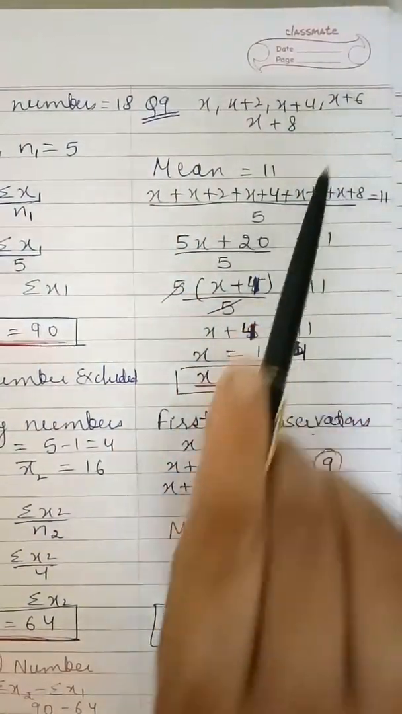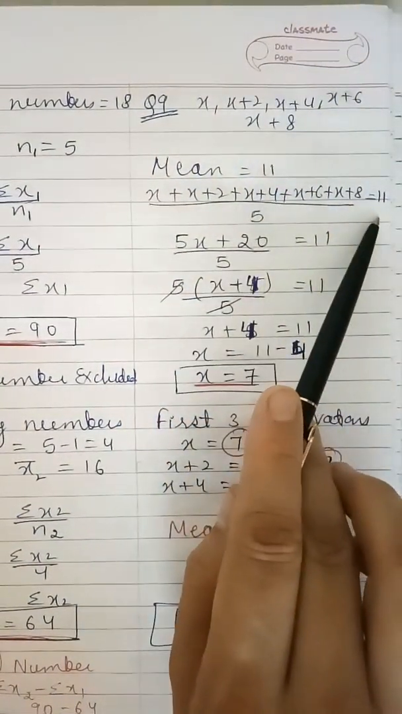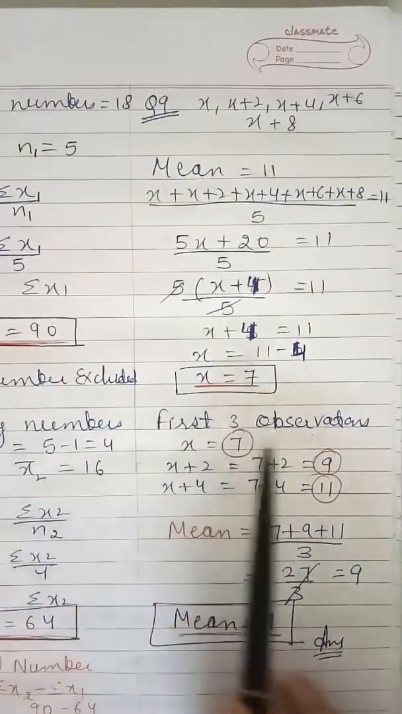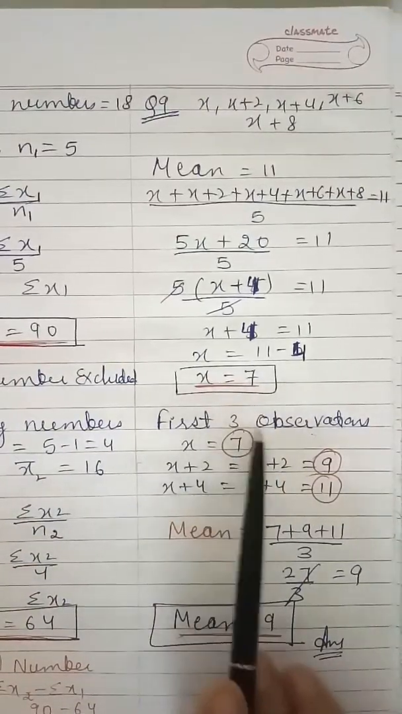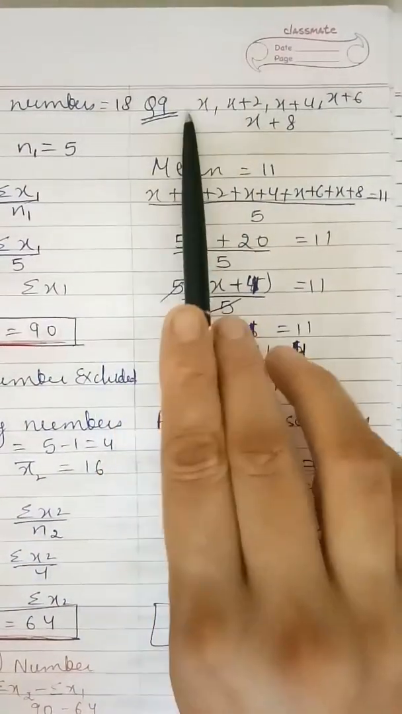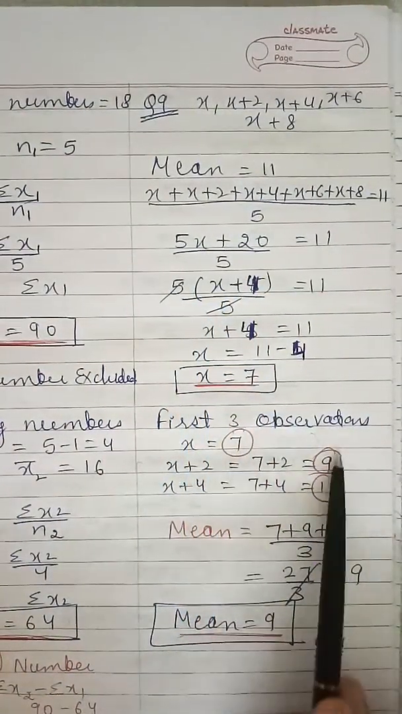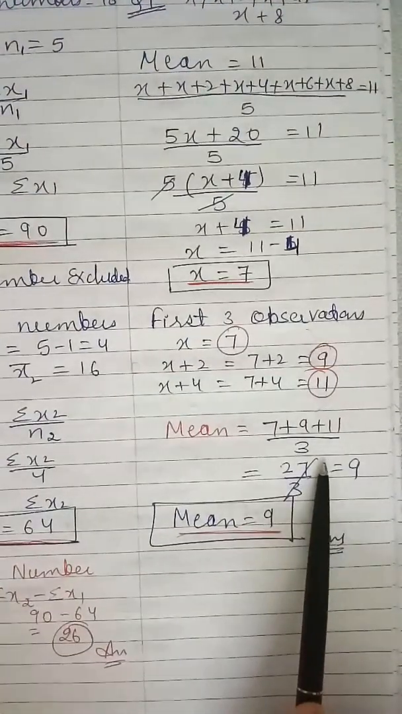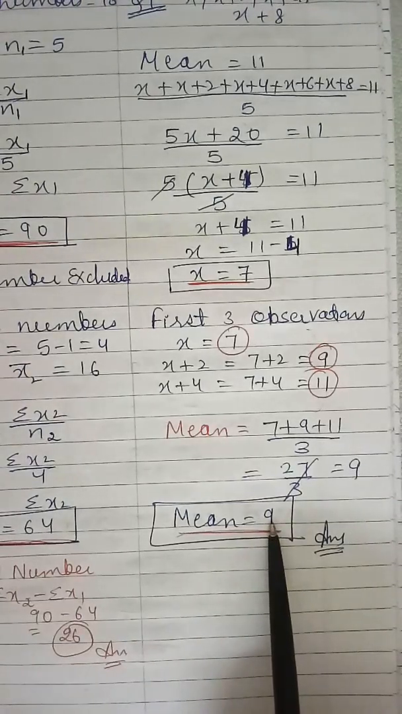See in the ninth question, the mean of the observations is given as 11. We will add the numbers and divide by how many they are. They are 5, and this equals 11. From there we can calculate the value of x. Now in the second part, they have asked you to find the mean of the first 3 observations. So what are the first 3 observations? We will put the value of x here, here and here. So we got the numbers 7, 9 and 11. We will find their mean. Just add the numbers and divide by how many they are. So 27 by 3, your answer is 9. So therefore the mean is 9.